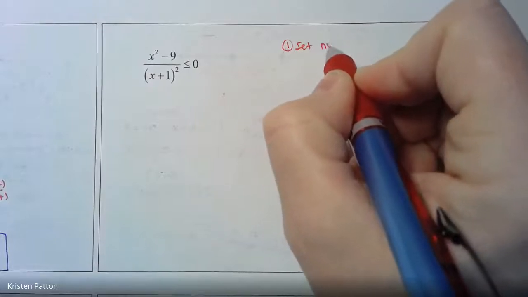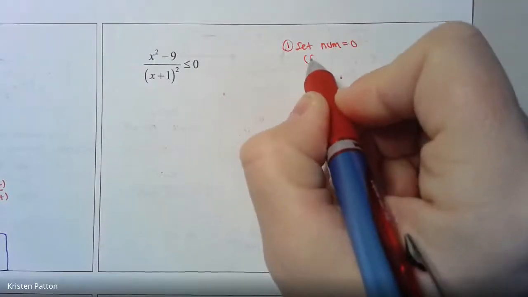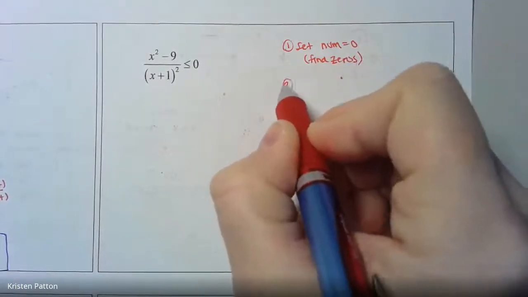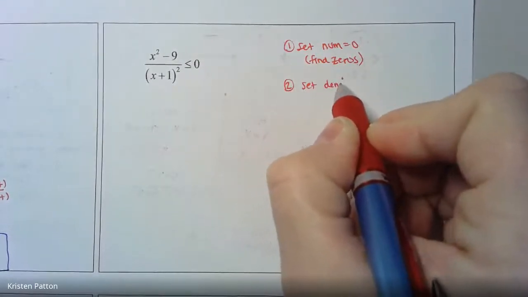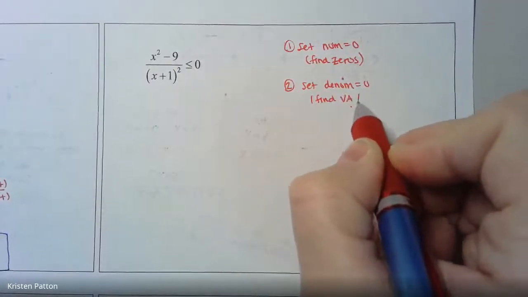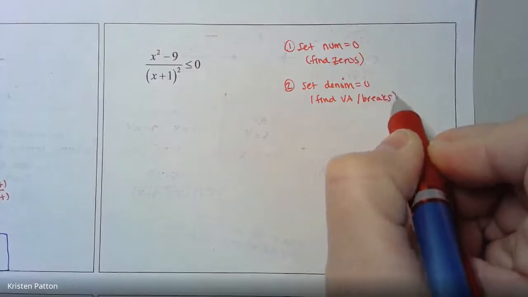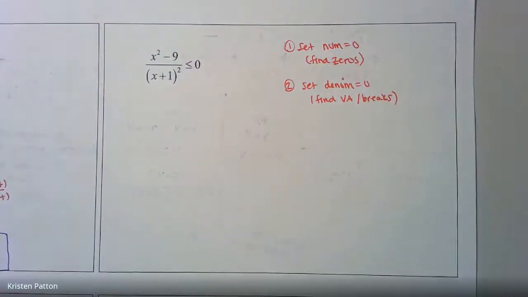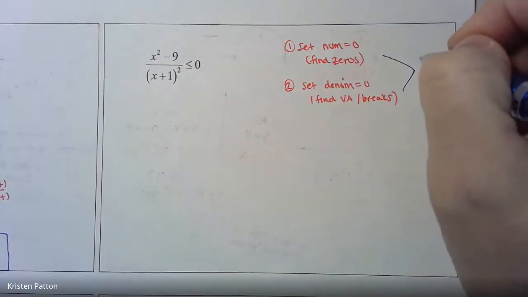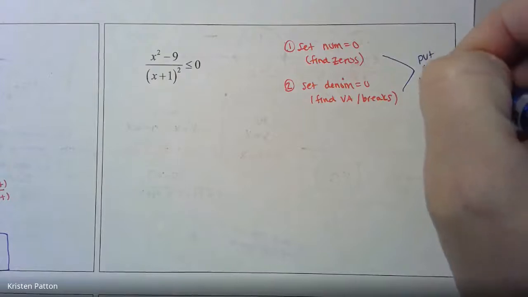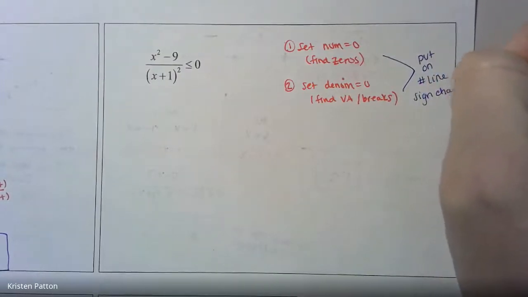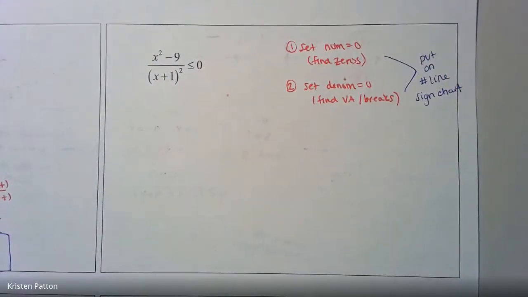We're going to set the numerator equal to 0 to find the zeros. We're going to set the denominator equal to 0 to find vertical asymptotes or any other breaks in the graph. And those answers to those two questions, we're going to put on the number line, or what we would call our sign chart. Right? That's all from yesterday.